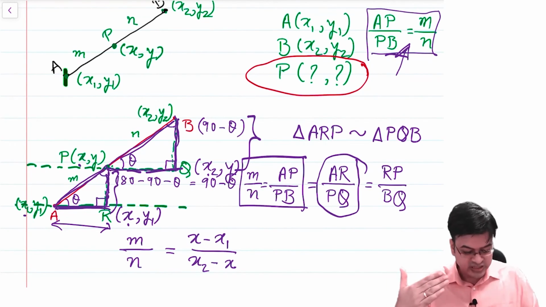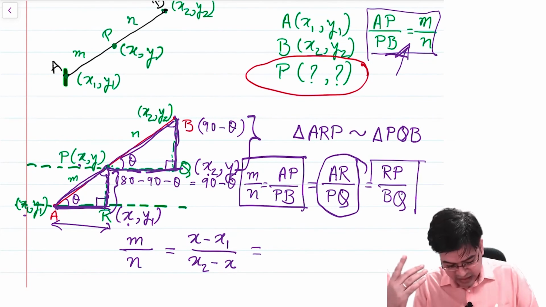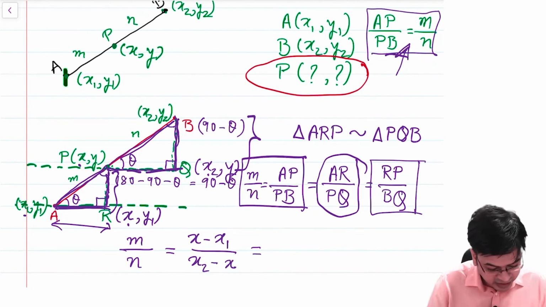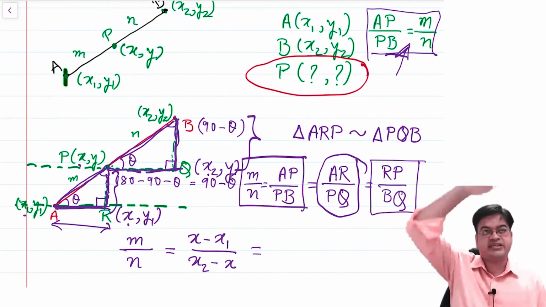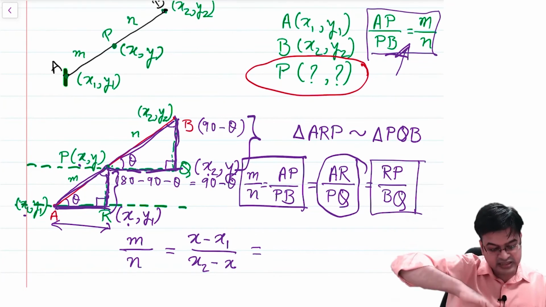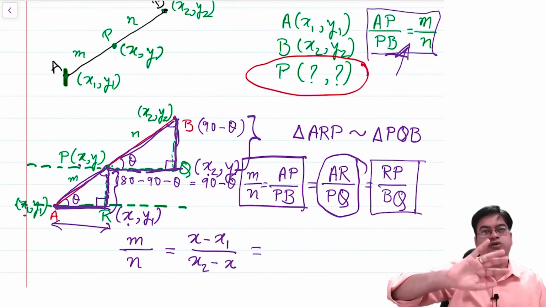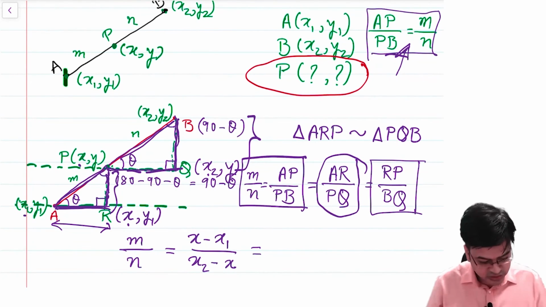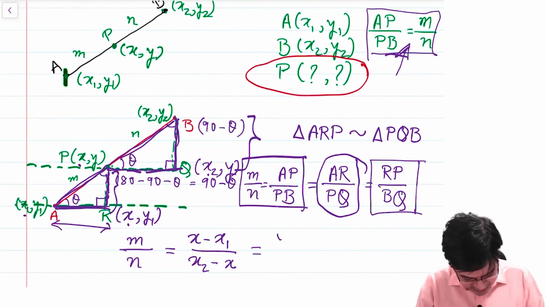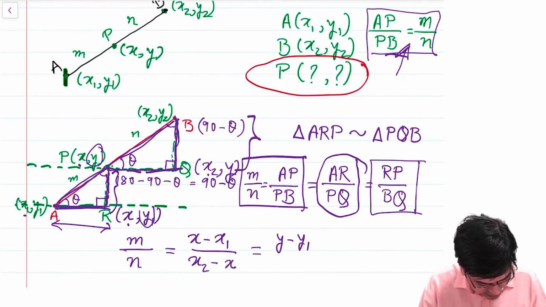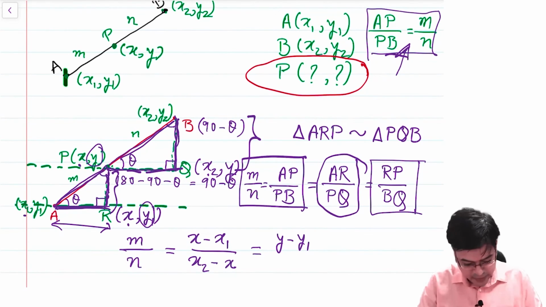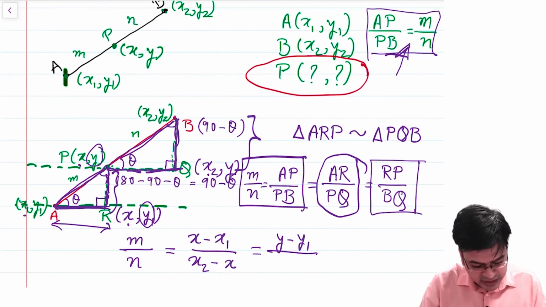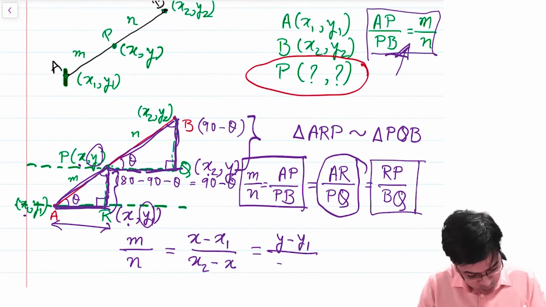You can also do a similar exercise for RP and BQ. What is that? RP is the length in the y direction, it's a vertical direction, right? So in this case the x coordinates will be the same, so you will no longer bother about x coordinates. What you will bother about is only y coordinates. So what will be the length of this? It is y minus y1. Remember, this is y and this is y1, so the length will be y minus y1 upon, what will be the length of this particular thing? It will be y2 minus y.